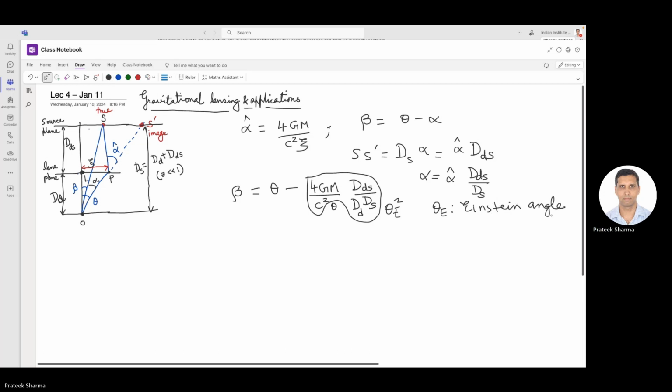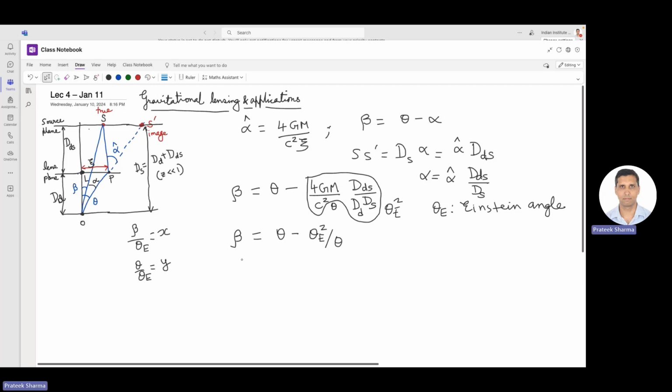Angle of a lens. If you have a gravitational lens system, you know D_DS, D_D, D_S, and you can calculate the Einstein angle. So the lensing equation becomes beta equals theta minus theta_E squared by theta. You can de-dimensionalize these angles and call beta by theta_E as x, the dimensionless angle of the true position of the source, and similarly theta by theta_E as y.